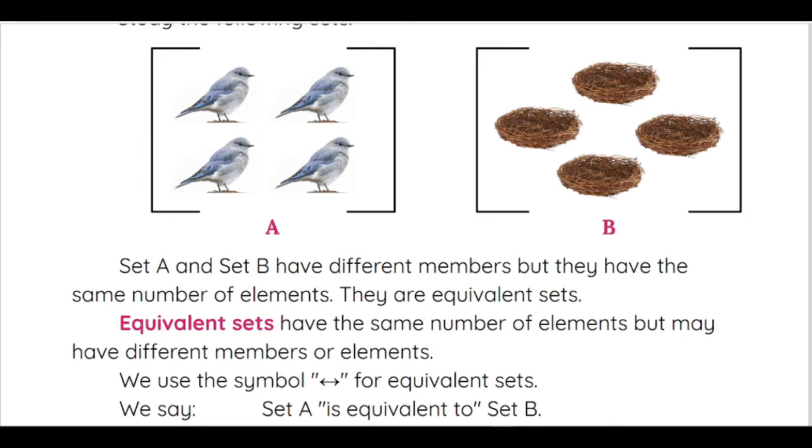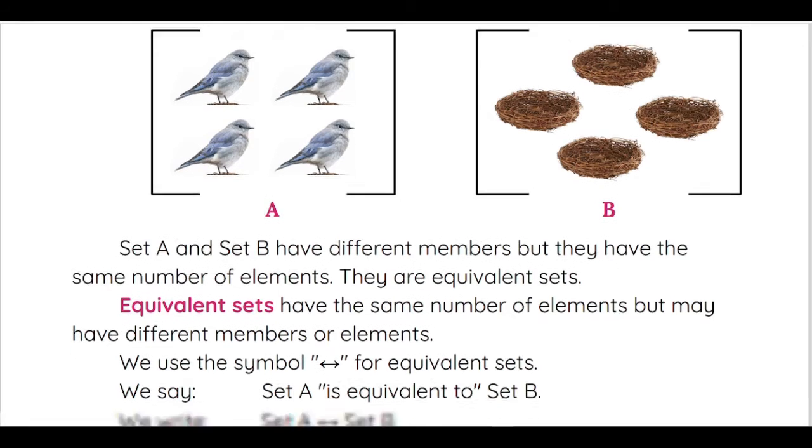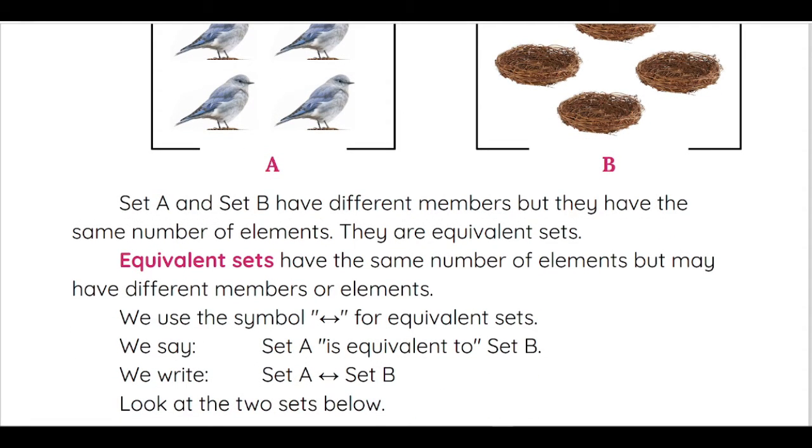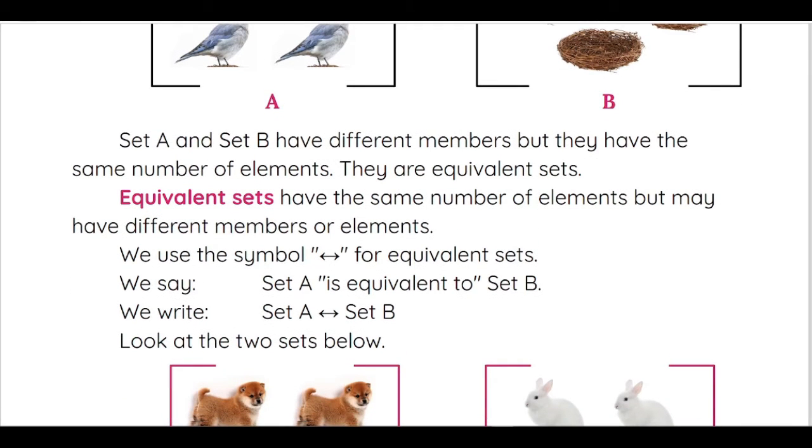So what are equivalent sets? Equivalent sets have the same number of elements, but may have different members or elements. We use the symbol, a 2-sided arrow, for equivalent sets. We say set A is equivalent to set B. It means you have 4 birds, and when they go to their nests, they also have 4 nests there. We write that as set A, a double-edged arrow, set B.